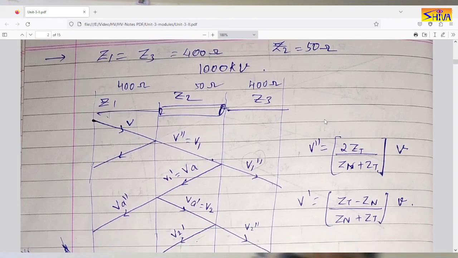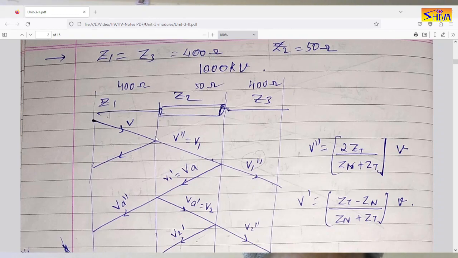So according to the numerical, this will be the diagram. This is the first line, say having surge impedance of 400 ohms. This is the second line, say having surge impedance Z3 equal to 400 ohms, and these two lines are connected by a cable. We denote the surge impedance of the cable by Z2, and it is 50 ohms. So first line, cable, then second line. Now it is mentioned that a voltage wave of 1000 kV starts from the sending end of this first line and it is moving towards the cable.